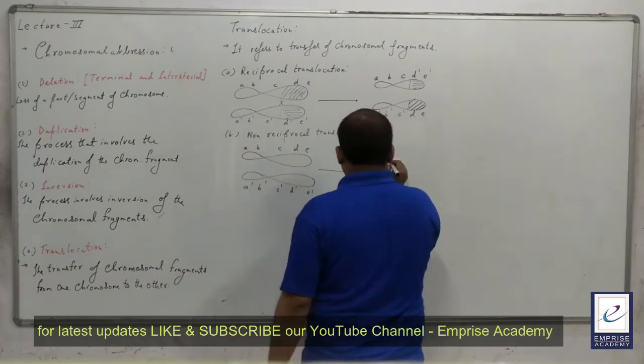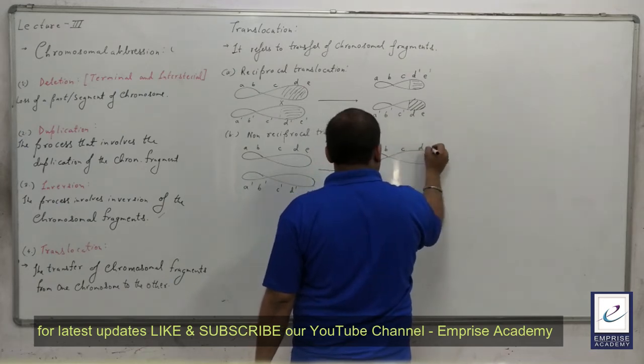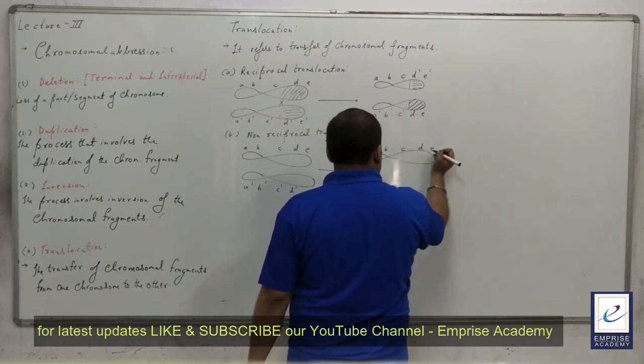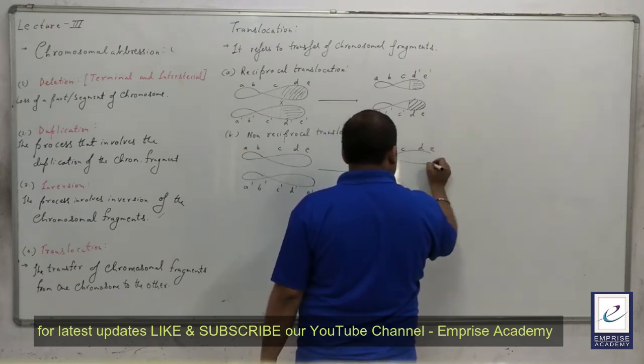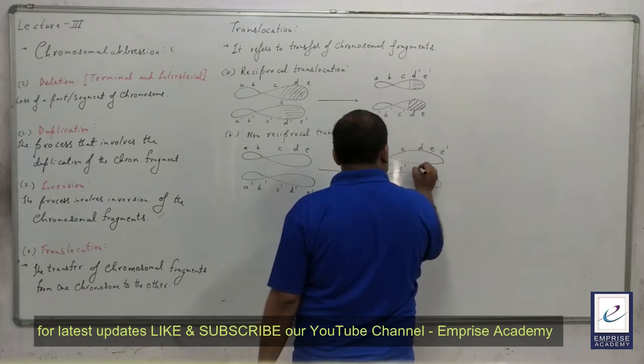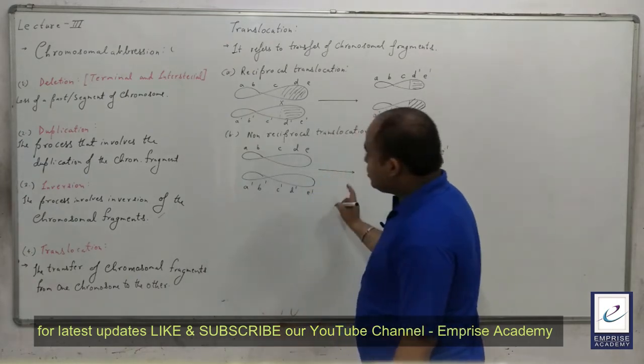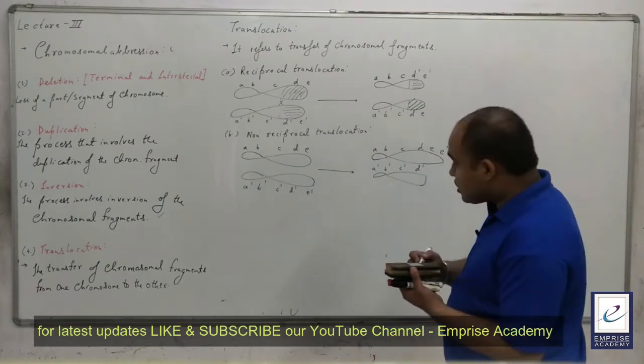The DNA fragments will be transferred, A, B, C, D and E, and another one, E dash, is being added. There is another one, E dash, which has been added. And here it is A dash, B dash, C dash, D dash remaining, and a part E dash is being lost. This is referred to as non-reciprocal translocation.